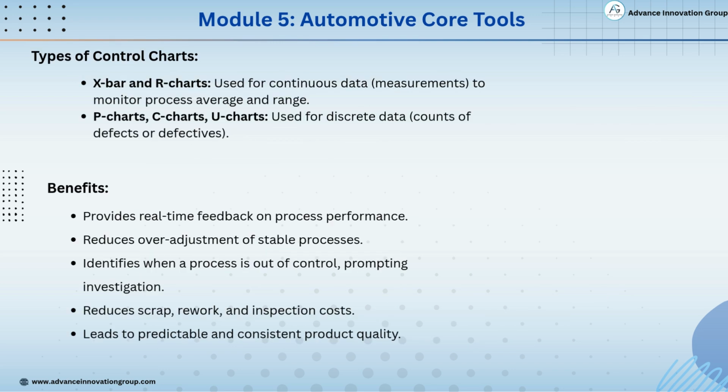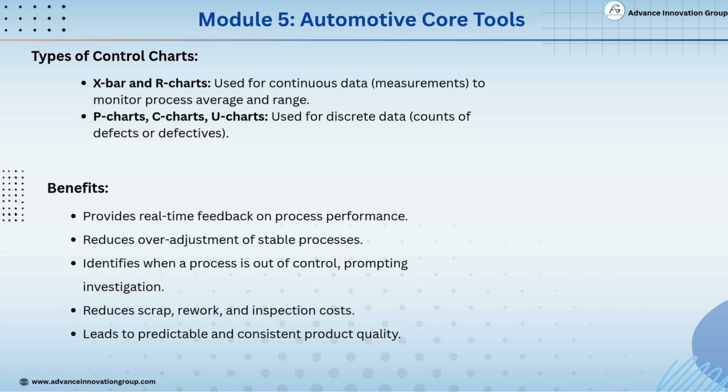This slide provides a practical example of statistical process control (SPC) in action. Here, a manufacturer is monitoring the thickness of brake discs using SPC. Every hour, they take a sample of 5 discs and plot their average thickness on an X bar chart, the range on an R chart. What does this help with?